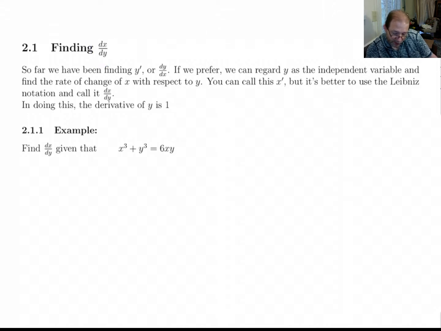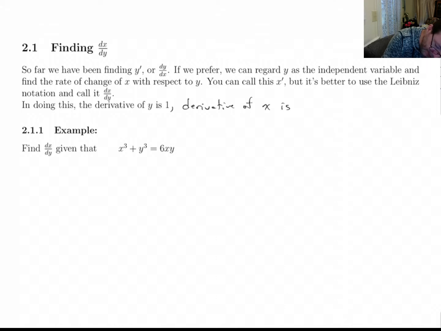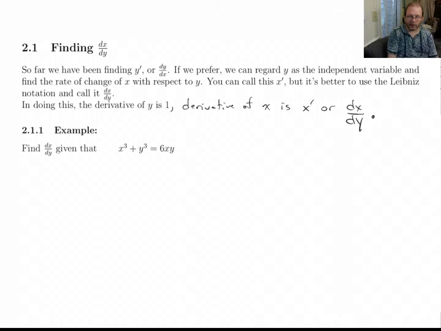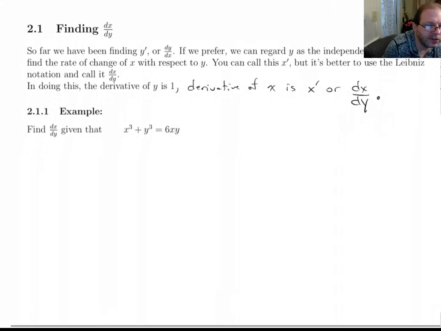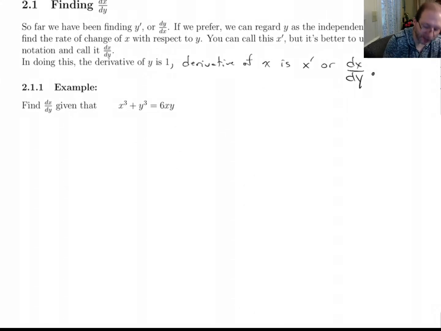When we do that, we call the derivative x prime or dx/dy. So when we do this, the derivative of y is 1. The derivative of x, I forgot to write this in here, is x prime or dx/dy. Basically we're just swapping the roles of x and y here. So this says find dx/dy given this.